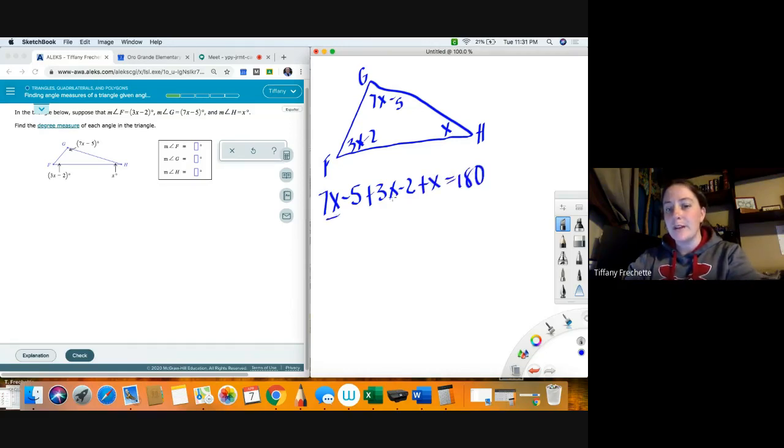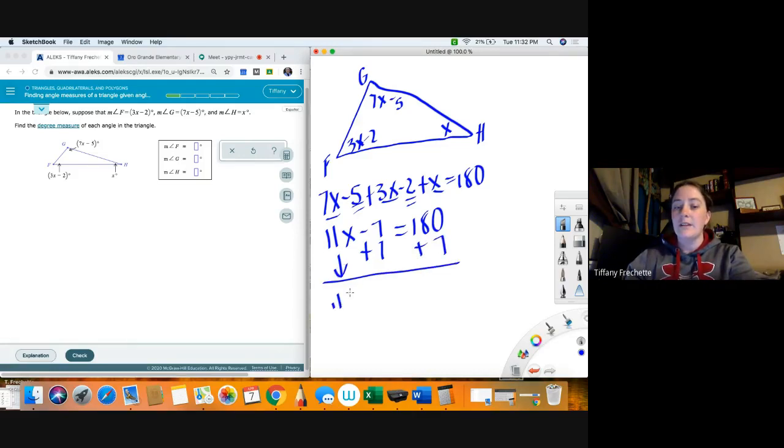I'm going to go through and add my like terms. So I have 7, 8, 9, 10, 11. So 11x, and then I have these like terms also. So I have negative 5 plus negative 2. So I have negative 7. They're both negative. I'm going to add and keep the negative sign. This is not when two negatives become a positive. That's only when you're multiplying or dividing. Equals 180. So I'm going to start solving for this x. I'm going to undo the subtraction here by adding.